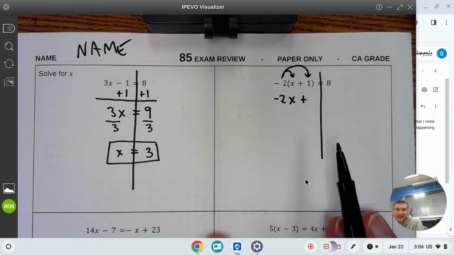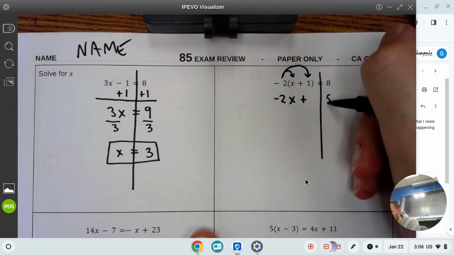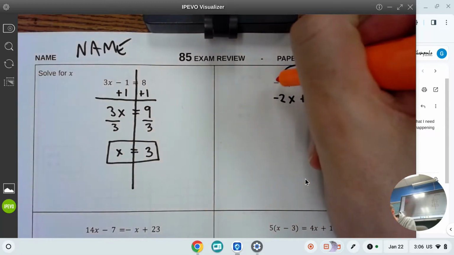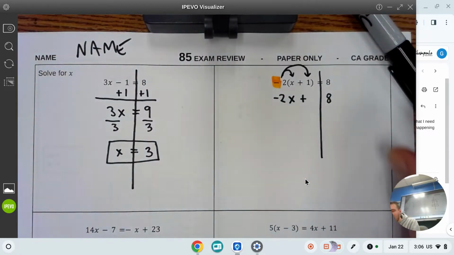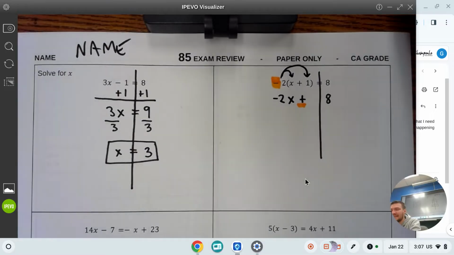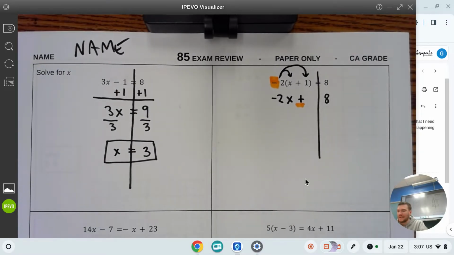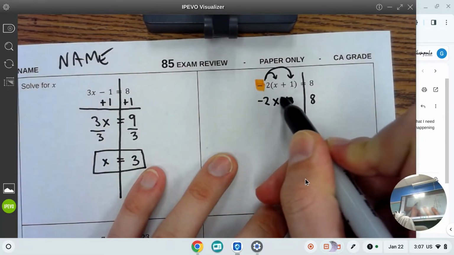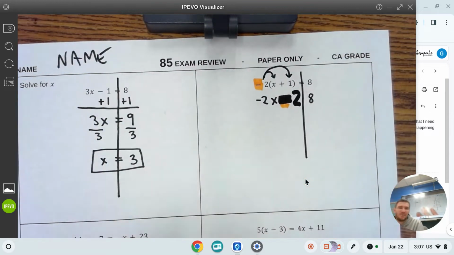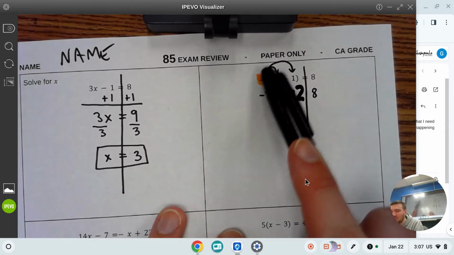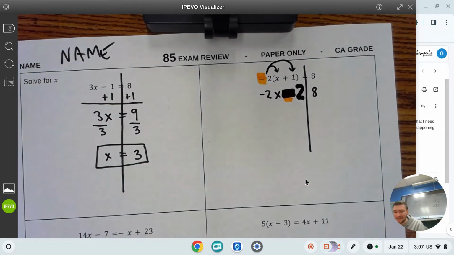A lot of times when it comes to distributing, kids mess up the negatives. So when I see this first question here and I see the -2, a lot of kids do this and they mess up because they put that plus there and they do 2 times 1. And this is going to be incorrect. We need to make sure it says -2x minus 2. So let's make sure this looks like a minus. That's hideous. Whatever. -2x minus 2. It's a -2 times a +1. Okay, it's got to be a -2.